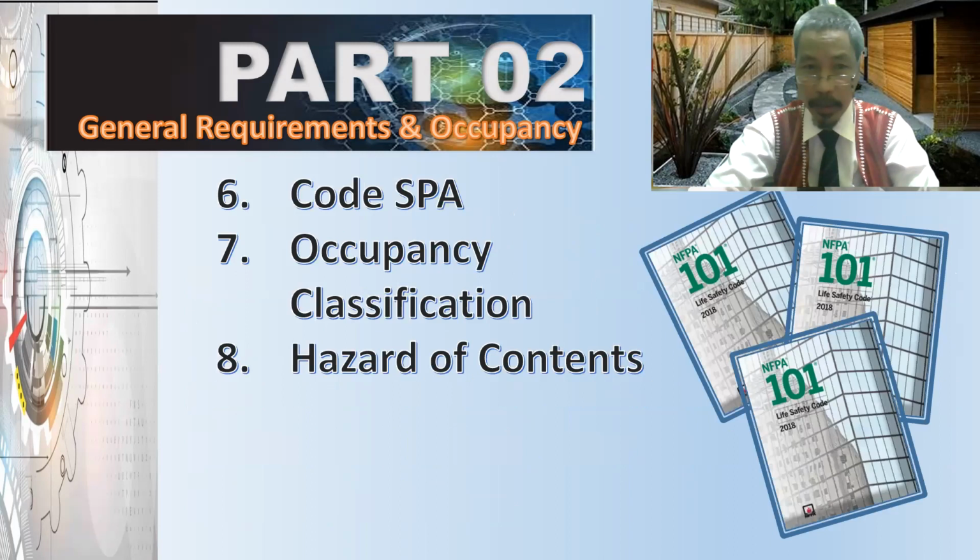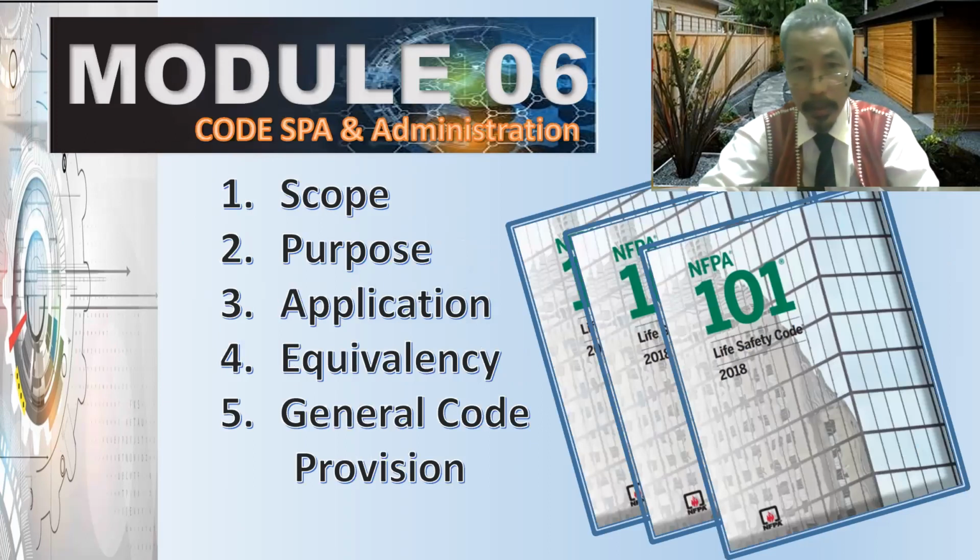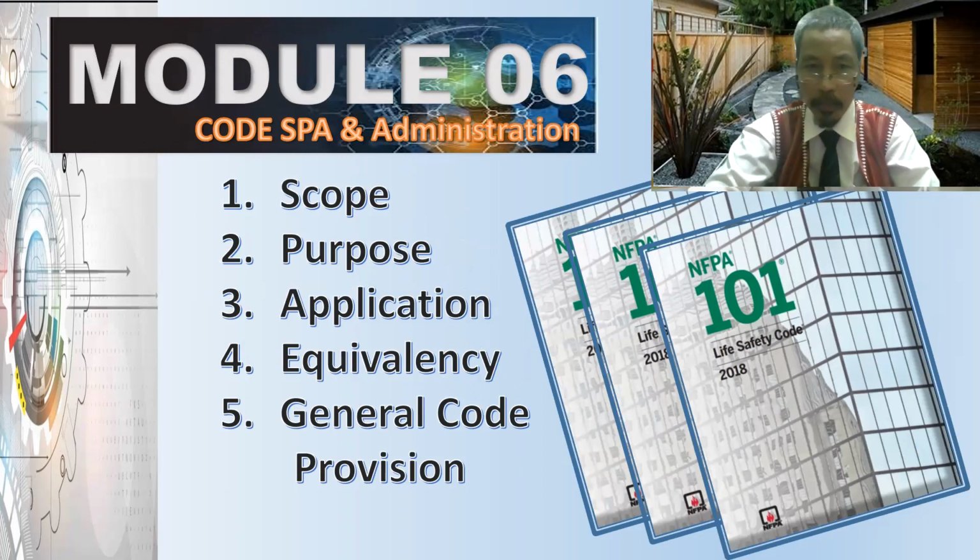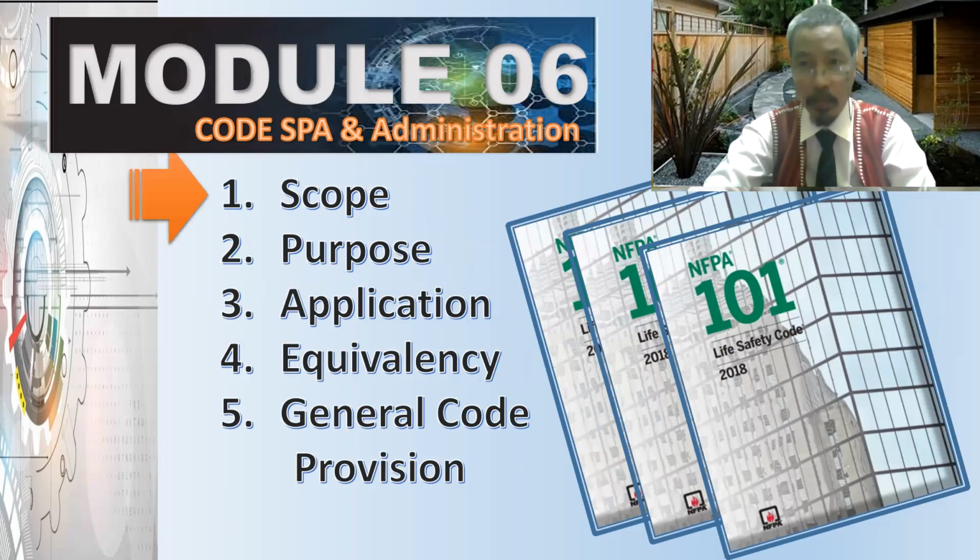And I'm correct, we have 3 modules here. Code SPA. Number 7 is Occupancy Classification and Hazard of Contents. So we are on the first one, which would discuss the following: scope, purpose, application. That is what we mean by SPA. Not only that, we will also discuss equivalency and general code provisions. So let us start with scope.